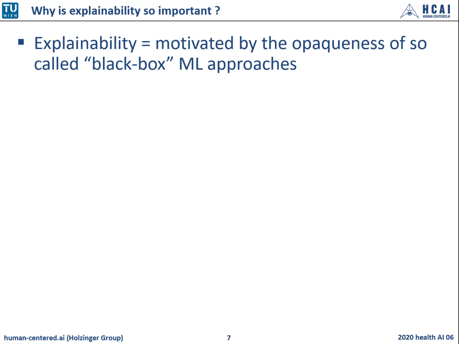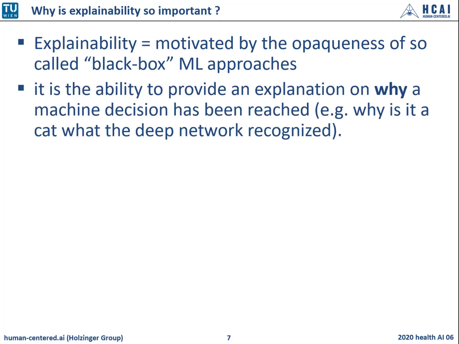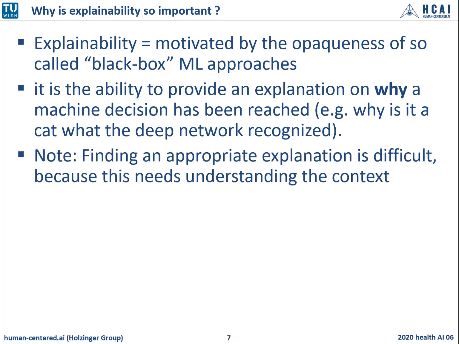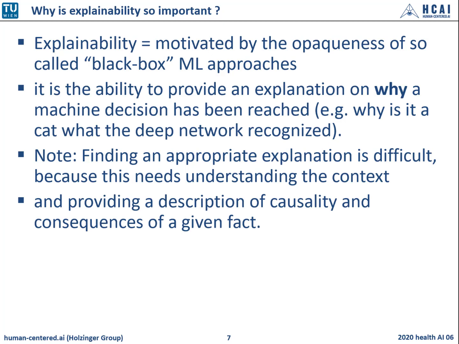Explainability is motivated by the opaqueness of so-called black box machine learning approaches. We will deal with this later on. It is the ability to provide an explanation on why a machine decision has been reached. That means, why is it a cat when the deep network recognized the cat? And here a note, finding an appropriate explanation is very difficult because this needs an understanding of the context. This is very difficult, and it needs providing a description of causality and consequences of a given fact. We will see that later on.